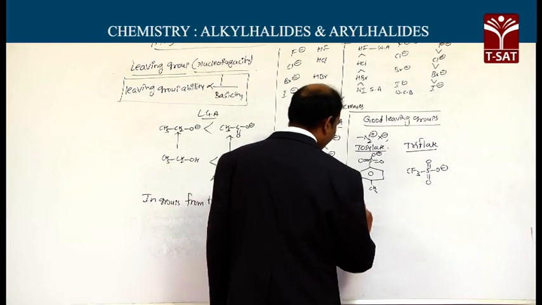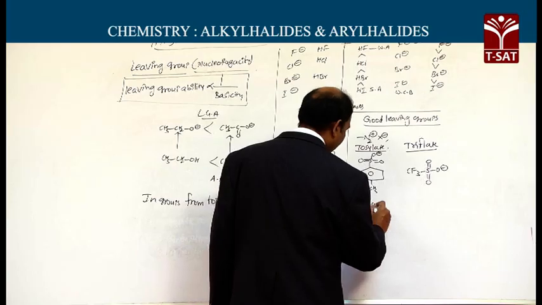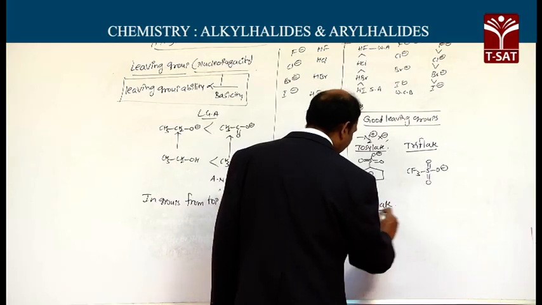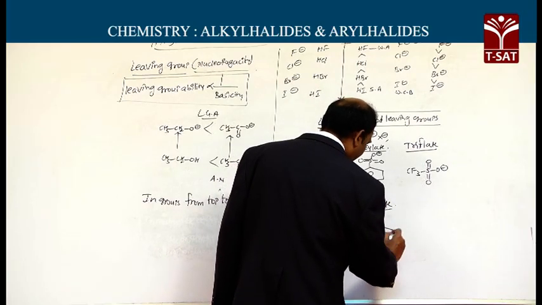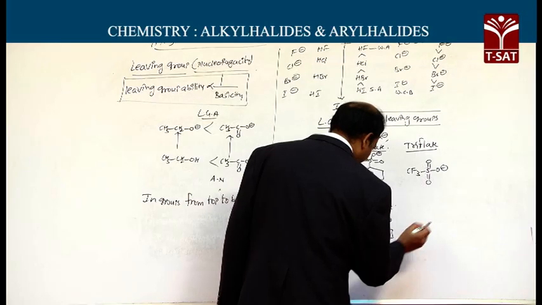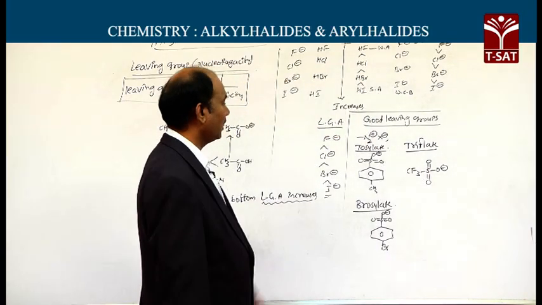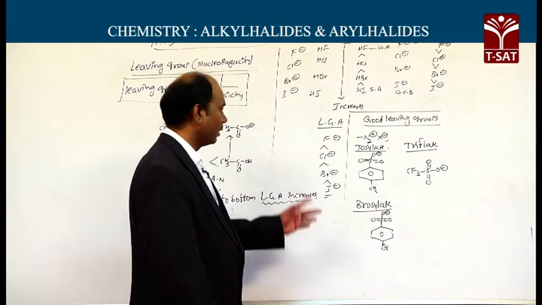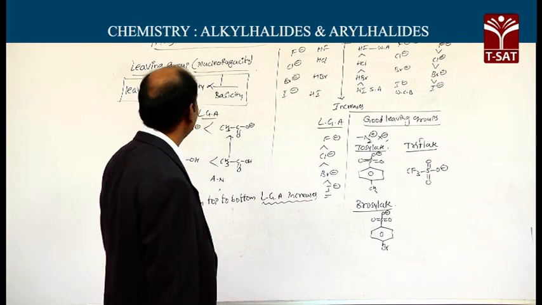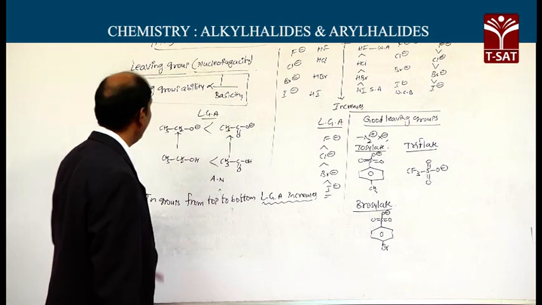Similarly, brosylate. In this brosylate, that is para-bromo sulfonate, this para-bromo sulfonate is also a good leaving group. These are some good leaving groups: tosylate, triflate and brosylate, and N2 plus X minus. This is regarding leaving group ability.